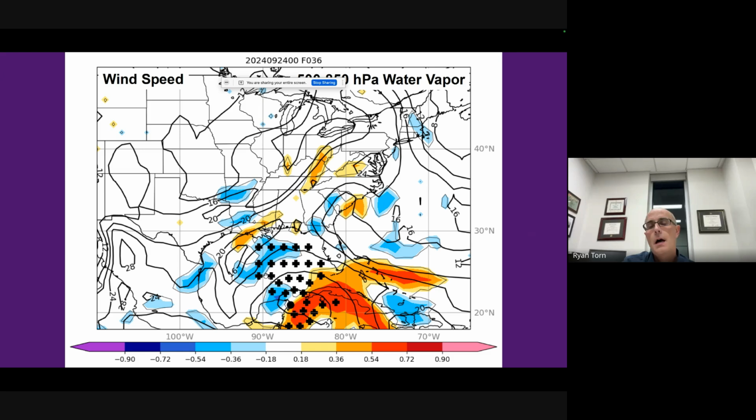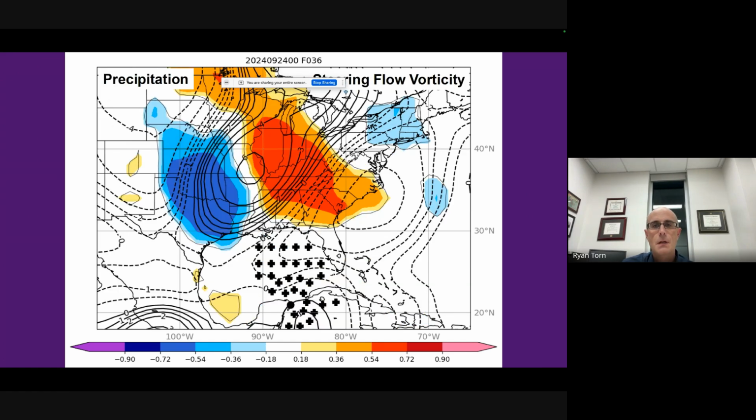In addition, there was some sensitivity to the water vapor, the mid-tropospheric water vapor to the east of it over Cuba for this particular case. This is the moisture that gets wrapped into the storm later on as it gets into the Gulf of Mexico.